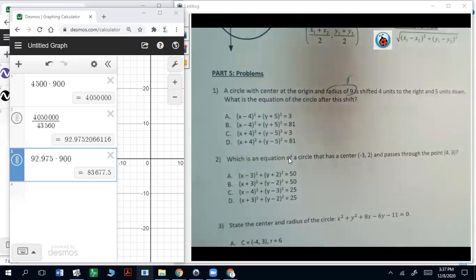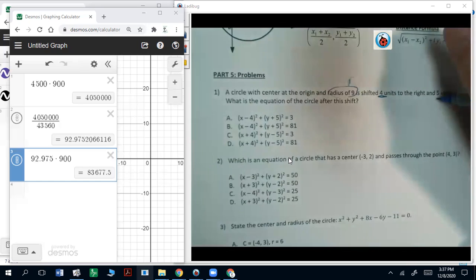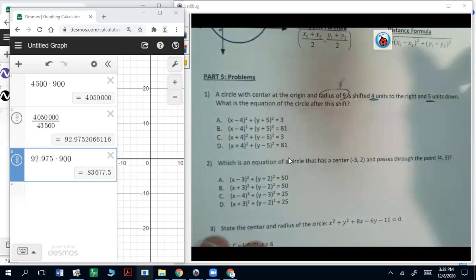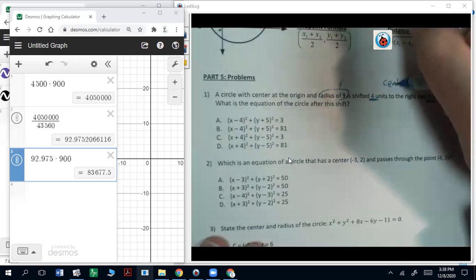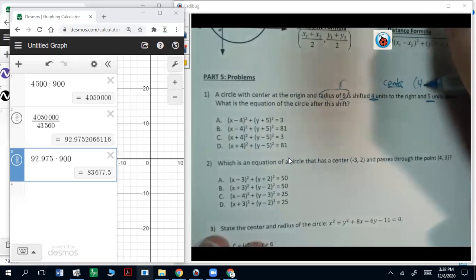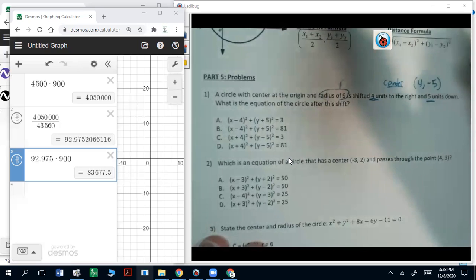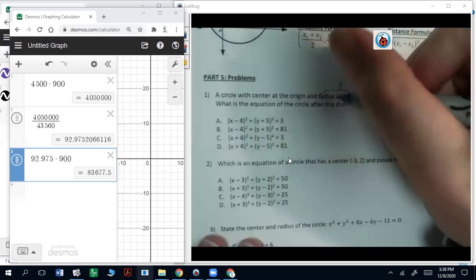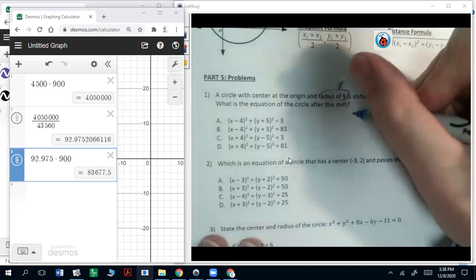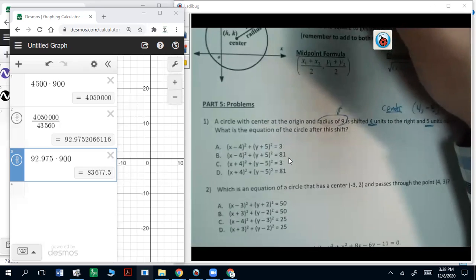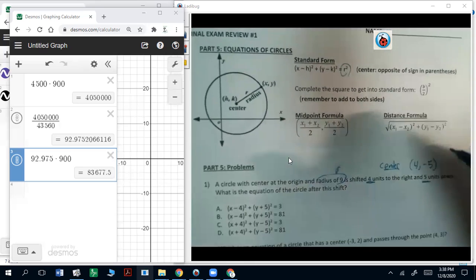Radius of 9, and it's going to be shifted 4 to the right and 5 down. So that center will be (4, -5). The radius is 9. So remember at the end, you square the radius. So that's going to be 9 squared.